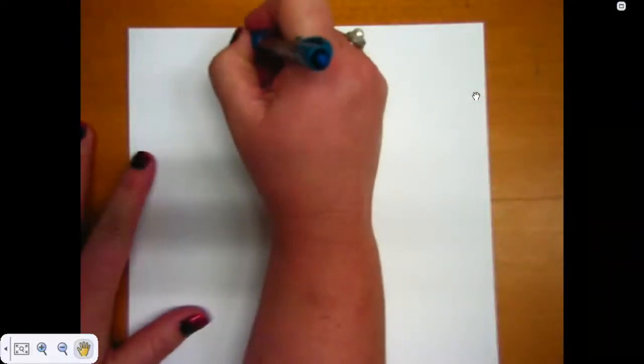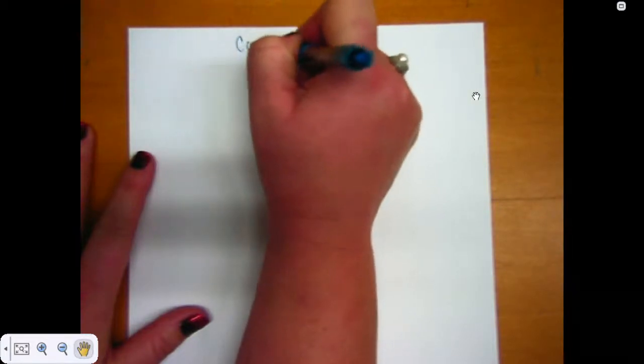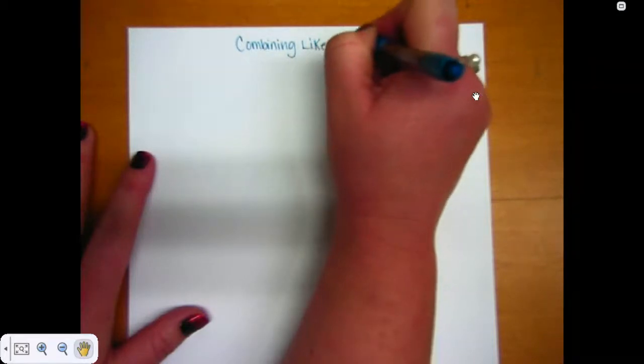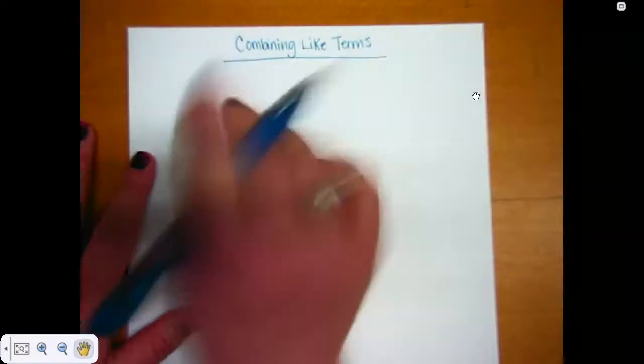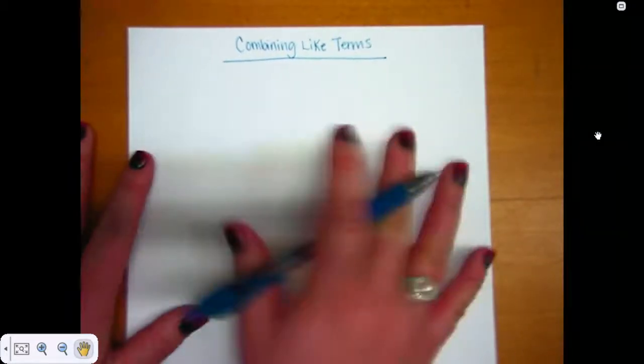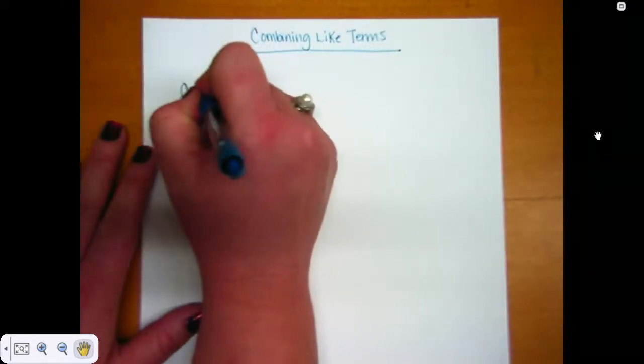This is our notebook entry for today. It's going to be called Combining Like Terms. So we need a few little vocabulary words. So we're going to go with coefficient.